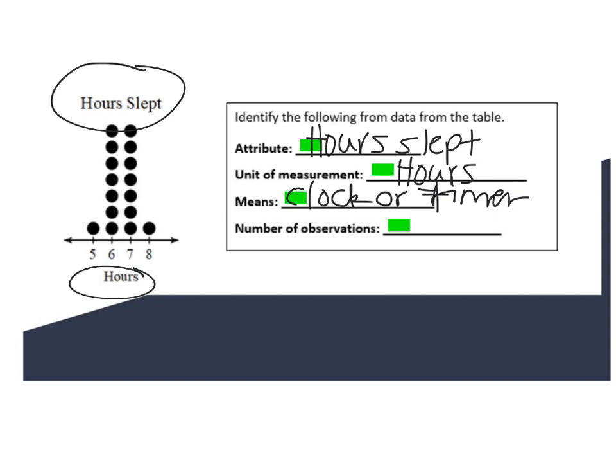And then, hold on, that's kind of messy. There we go. And the last one is the number of observations. So this is where we need to go through and count how many different observations they have. So 1, 2, 3, 4, 5, 6, 7, 8, 9, 10, 11, 12, 13, 14, 15, 16. So we have 16 different data points here, so that would be the number of observations.